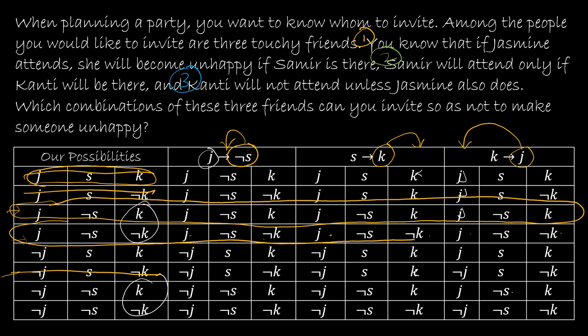I've got not J, S, K, which doesn't hold true over here because I've got a J and not a not J. We already took off this one. And we've got not J, not S, K. And that one doesn't work because this one should be a not J. So this one's gone. And then that very last row, I've got not everything, which is okay.